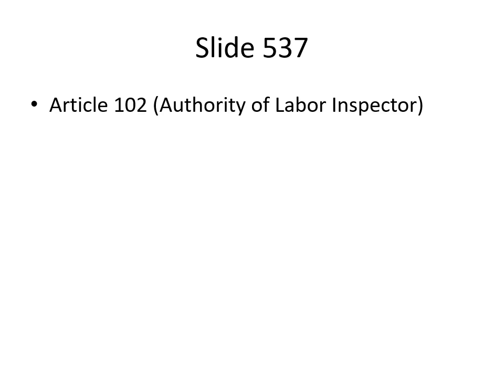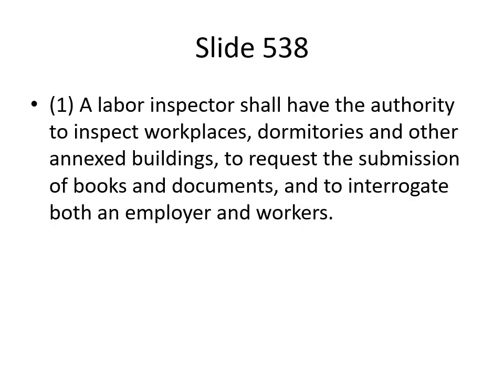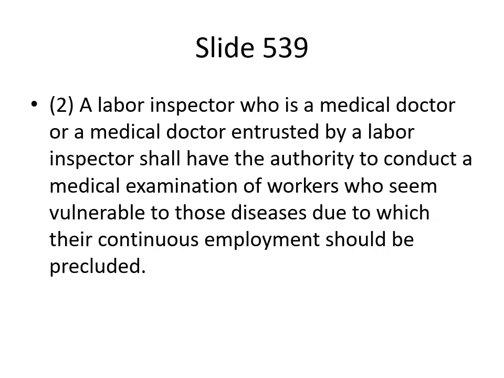Article 102, Authority of Labor Inspector. 1. A labor inspector shall have the authority to inspect workplaces, dormitories and other annexed buildings, to request the submission of books and documents, and to interrogate both an employer and workers. 2. A labor inspector who is a medical doctor or a medical doctor entrusted by a labor inspector shall have the authority to conduct a medical examination of workers who seem vulnerable to those diseases due to which their continuous employment should be precluded.